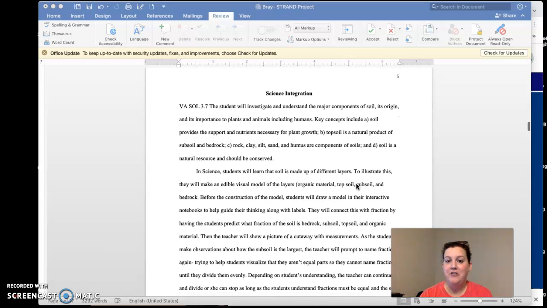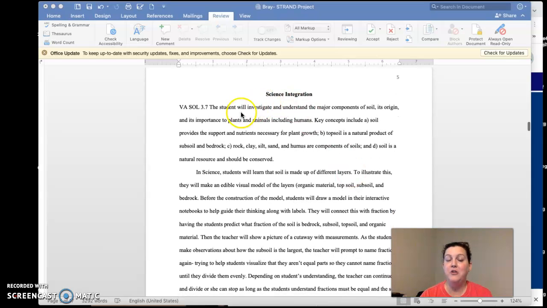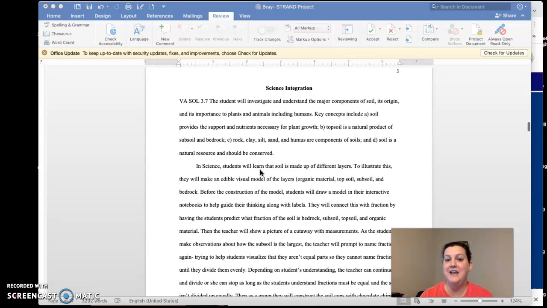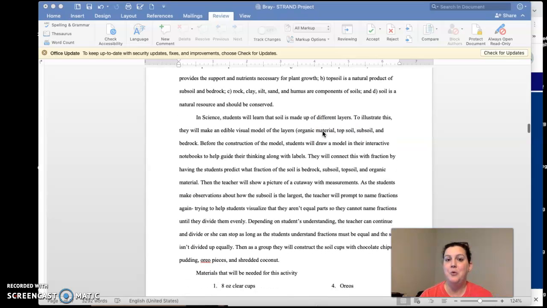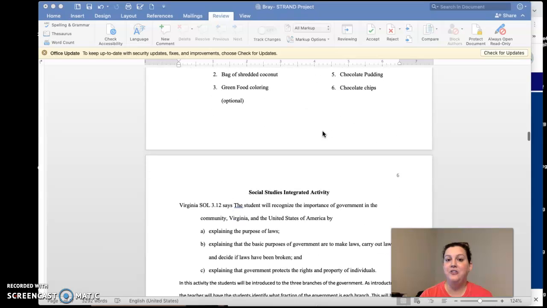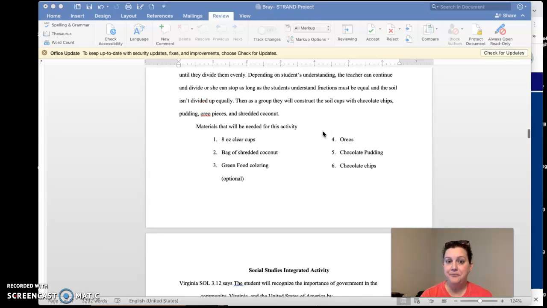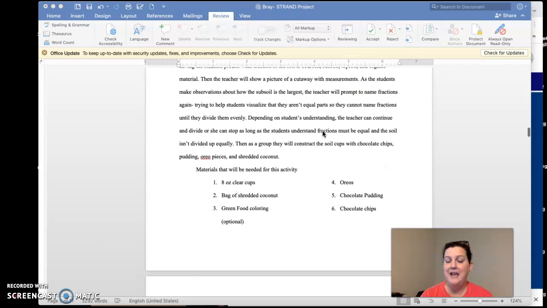For the science integration, we'll be looking at soil, which is one of the third grade standards for science 3.7, where they have to understand that there are multiple components of soil and different layers to the soil. So we'll focus on the idea that soil is made up of topsoil, subsoil, and bedrock as an introduction to the second substandard for this science. And they will actually make a cup of edible soil using different elements.